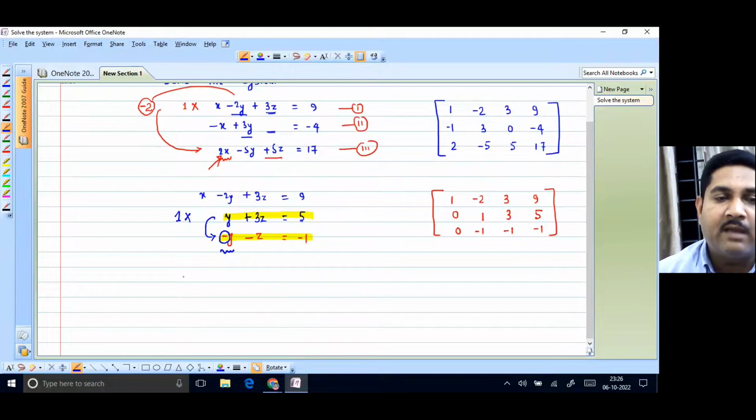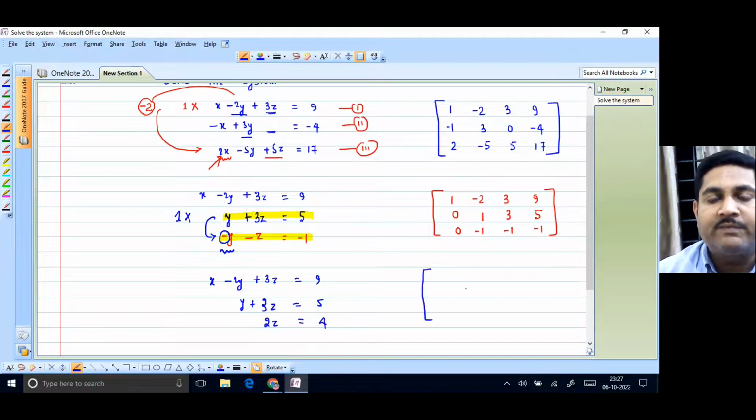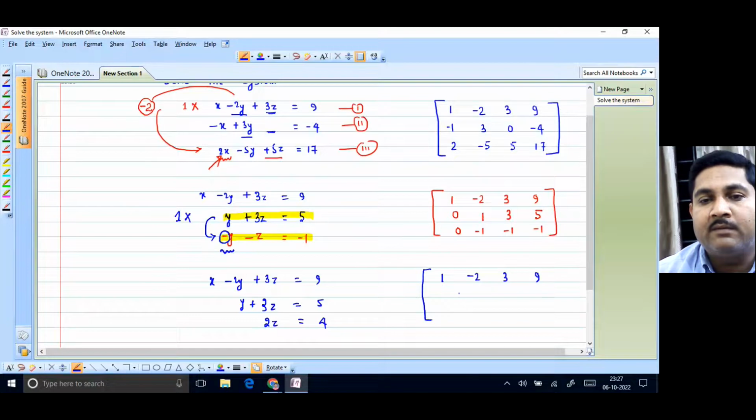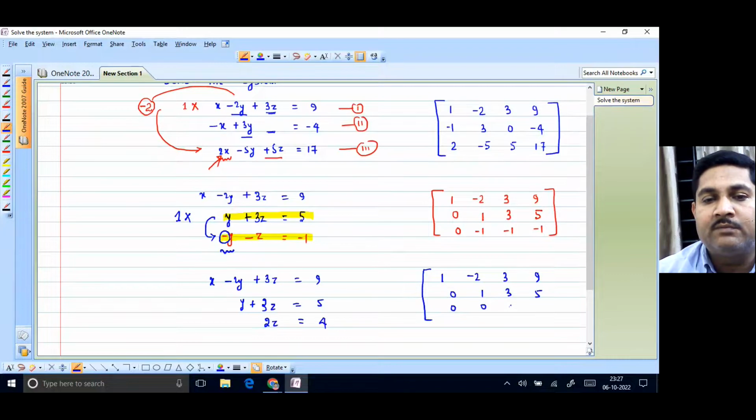So with this I am going to get x minus 2y plus 3z equal to 9, and y plus 3z equal to 5. And here y minus y is 0, 3z minus z is 2z, and 5 minus 1 is 4. And I am writing the coefficients and the right hand side: 1, minus 2, 3, 9, 0, 1, 3, 5, 0, 0, 2, 4.